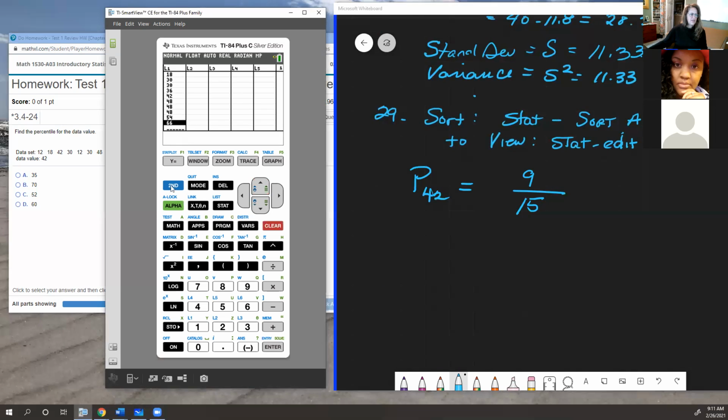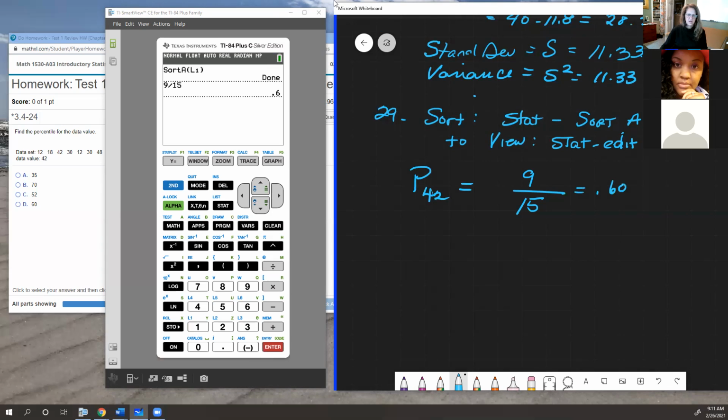And then we just need to get the percentile of that. So I'm going to press second mode. And 9 divided by 15 is 0.6, which is the 60th percentile.